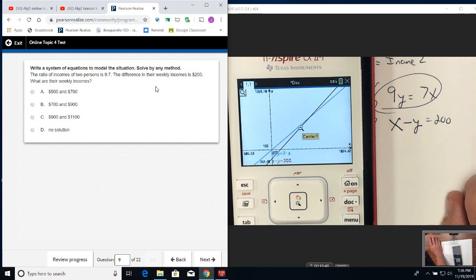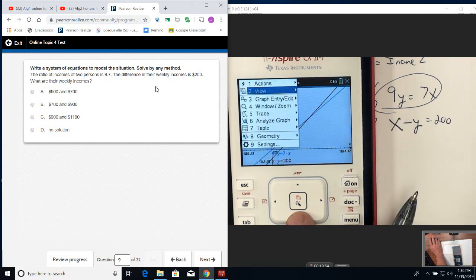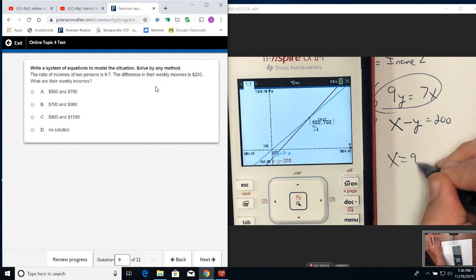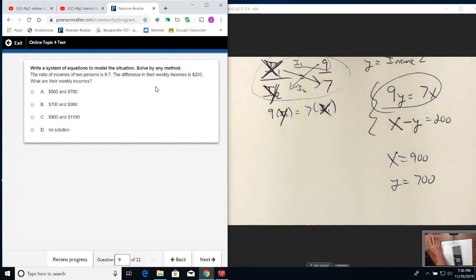And in order to calculate the intersection, you have got to physically see where they cross in your calculator. So now go to menu, analyze graph and find the intersection. And what do we get our answer to be? X is 900 and Y is what? 700. So what does that mean?